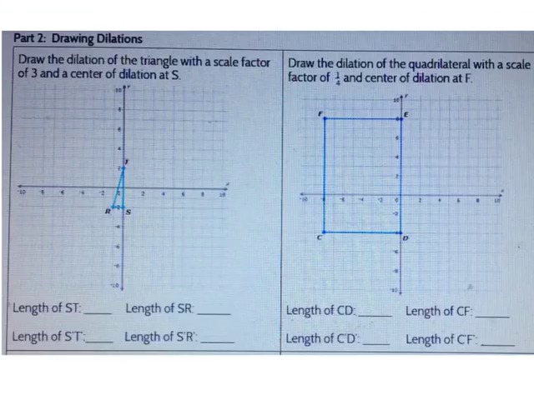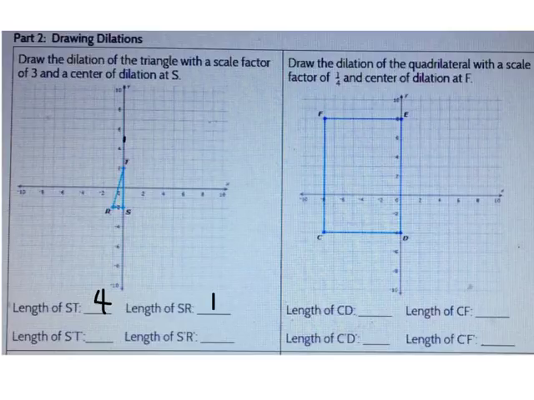We also practice drawing dilations, both with centers at a point on the figure and with centers at the origin. Let's look at an example. Draw the dilation of the triangle with a scale factor of 3 and a center of dilation at S. First, what's the length of ST? ST is 4 units. What's the length of SR? SR is 1 unit.